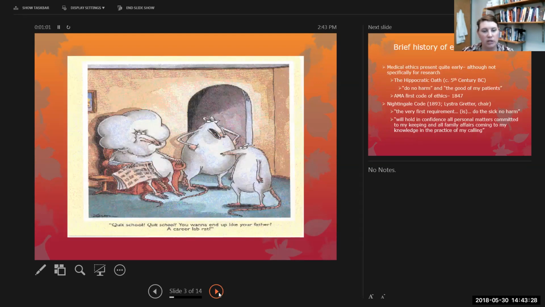Quit school. Do you want to end up like your father, a career lab rat? Again, this is a funny comic here of what it means to be a research subject.